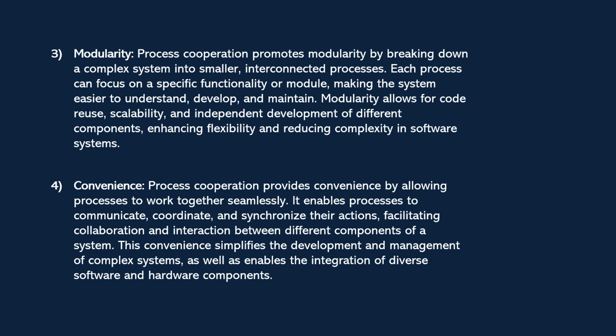And convenience means to allow the processes to work together simultaneously or seamlessly. Basically, it is important for the processes to communicate and to coordinate and to synchronize their actions so as to work together. So this is done by convenience, as convenience simplifies the development and management of complex systems, and also it enables the integration of diverse processes. It helps to integrate the diverse software and hardware components. So convenience is an important reason for allowing process cooperation.